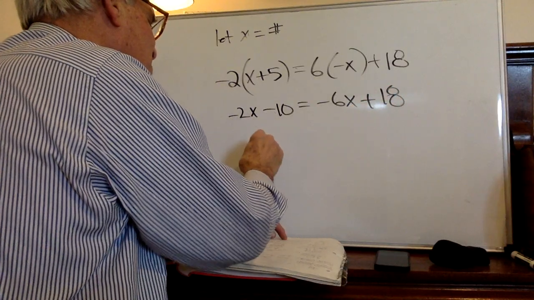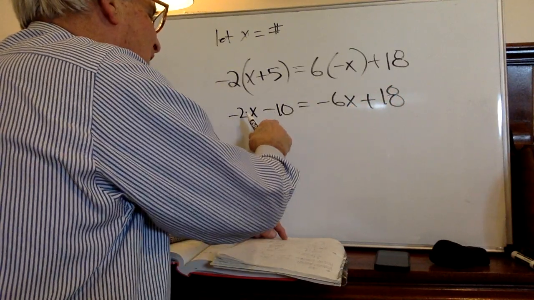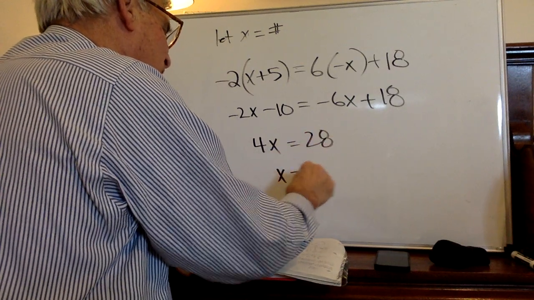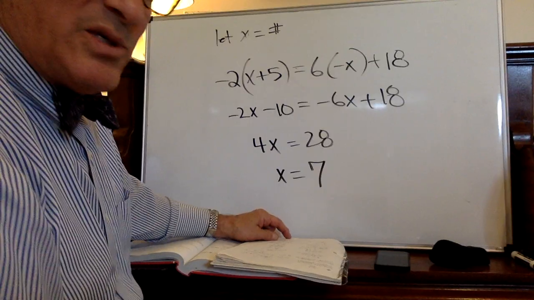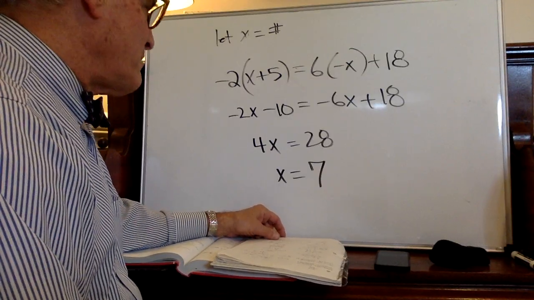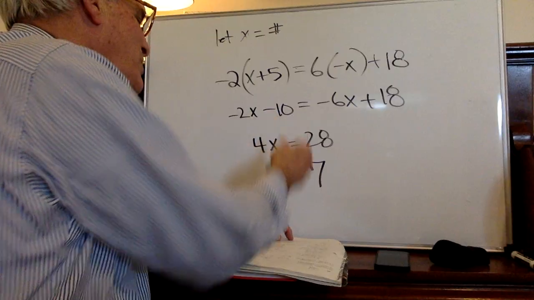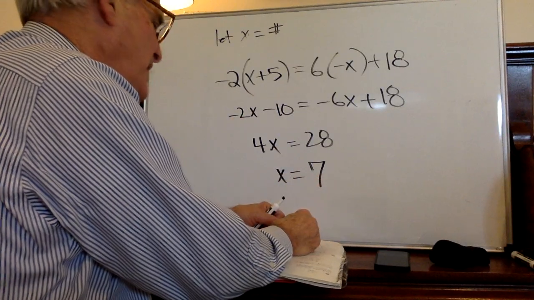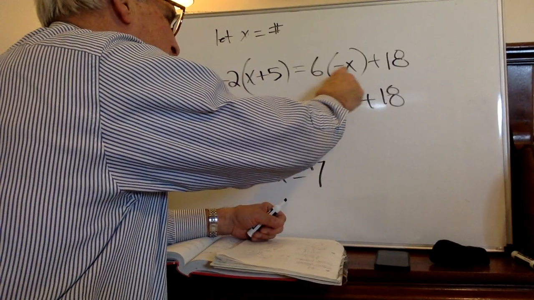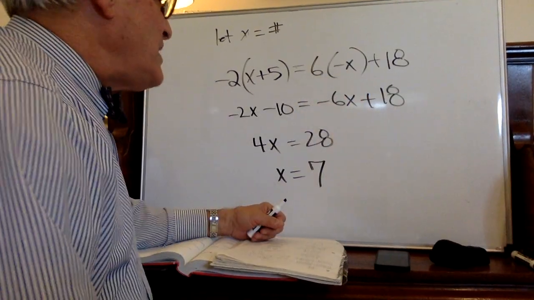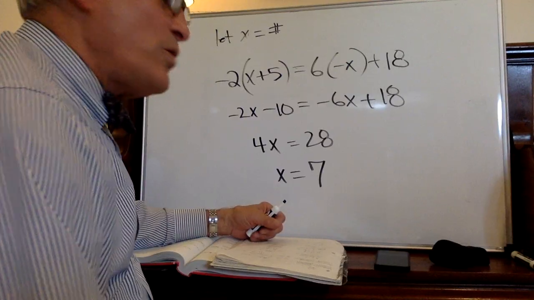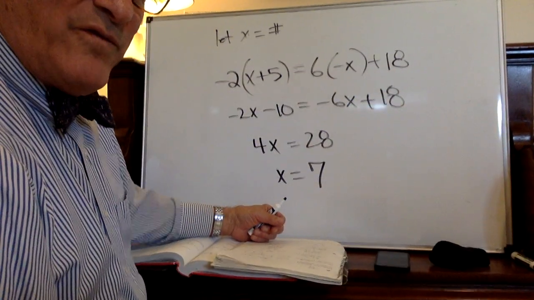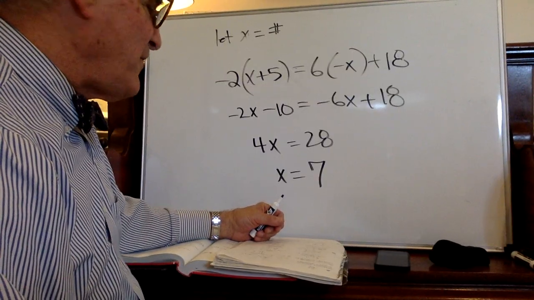Add 6x to both sides and you get 4x. Add 10 to that side and you get 28. Divide and you get x equals 7. The secret number was 7. Check it. 7 plus 5 is 12. -2 times 12 is -24. 6 times -7 is -42. -42 plus 18 is -24. So it works. -24 equals -24.